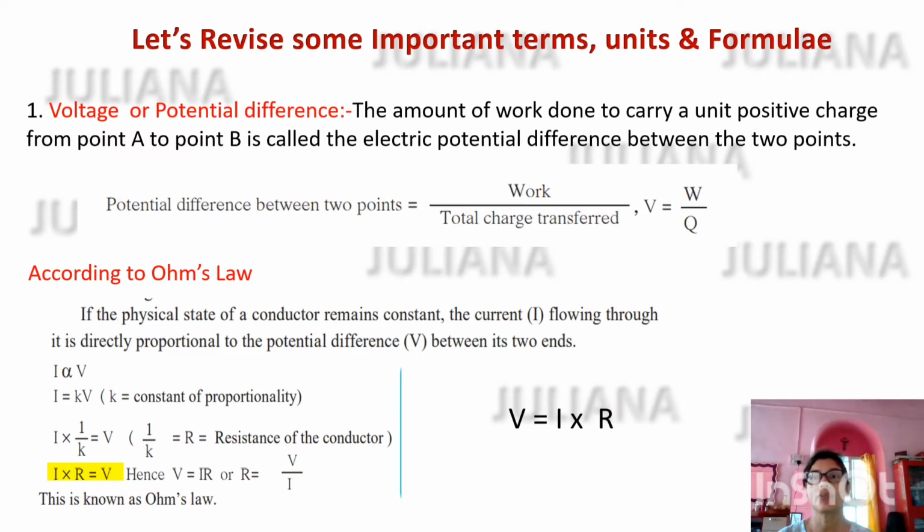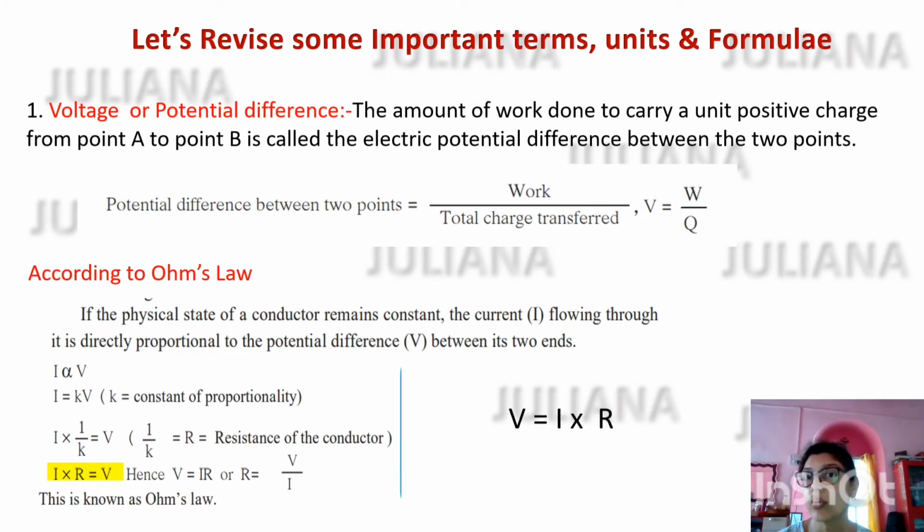Then let's revise some of the important terms, units and formulas. The first one that we studied last year was voltage, which is very important to understand the effects of electric current. So voltage, also called potential difference. What is potential difference? It is the amount of work done to carry a unit positive charge from a point A to a point B, to a negative terminal. Therefore potential difference is work done to carry the charge, so W upon Q, work upon charge.